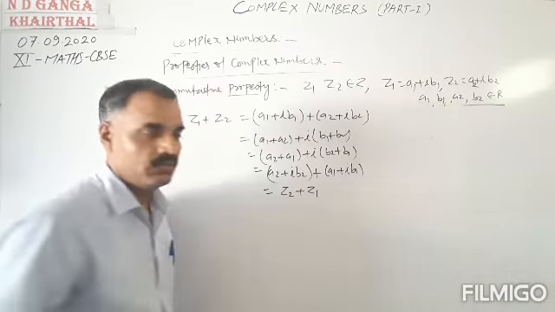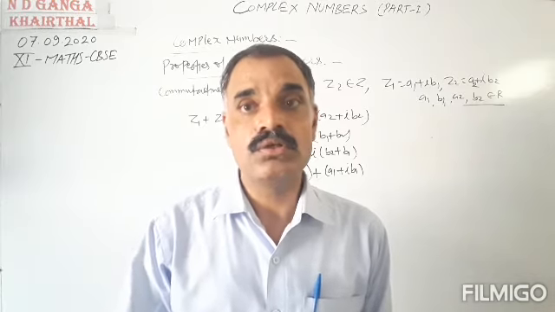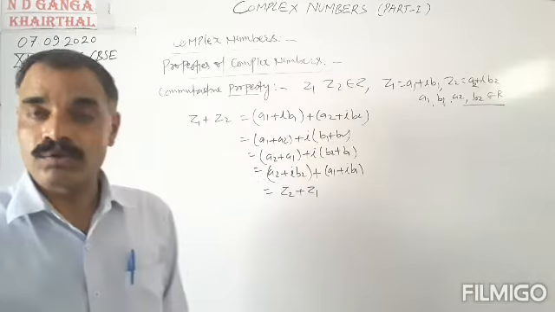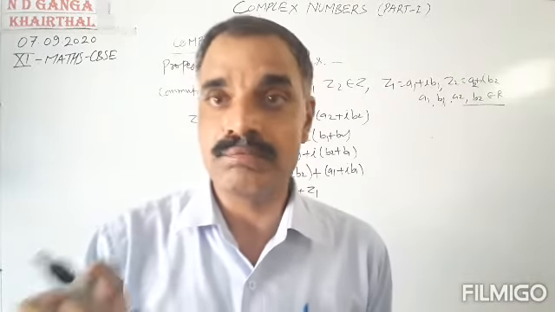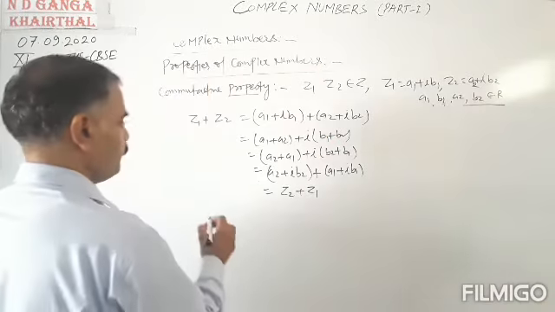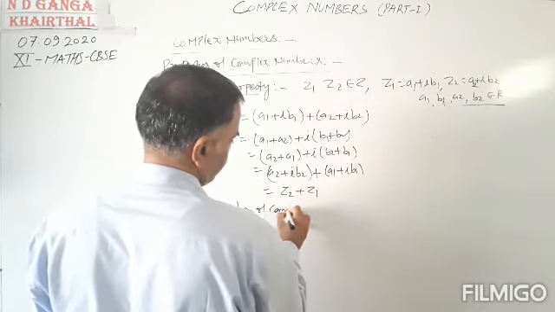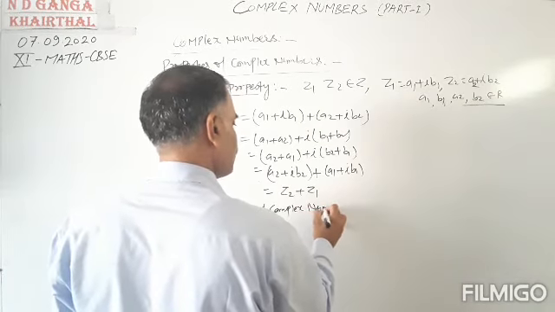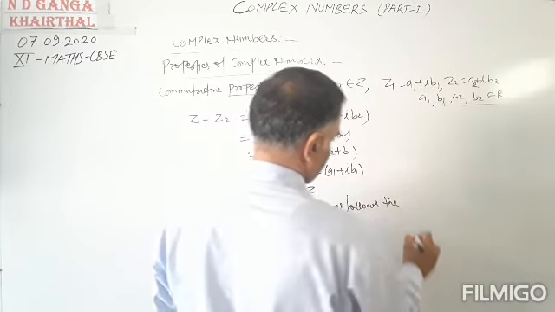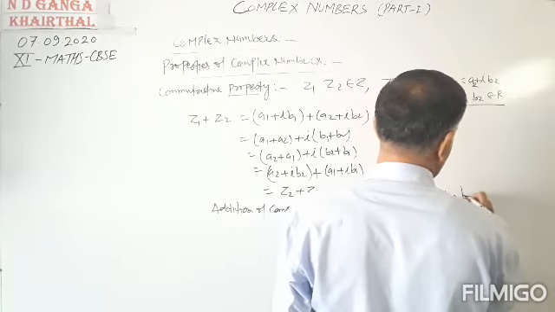Z2 plus Z1. So Z1 plus Z2 is equal to Z2 plus Z1, which means the addition of complex numbers follows the commutative property.